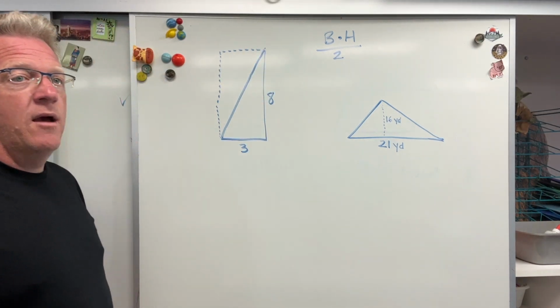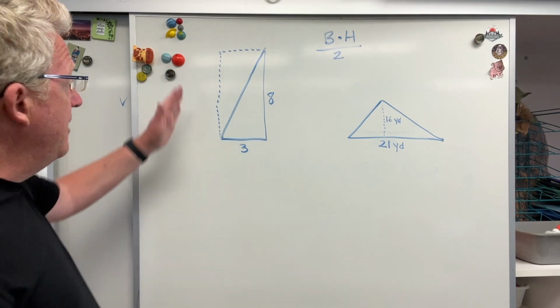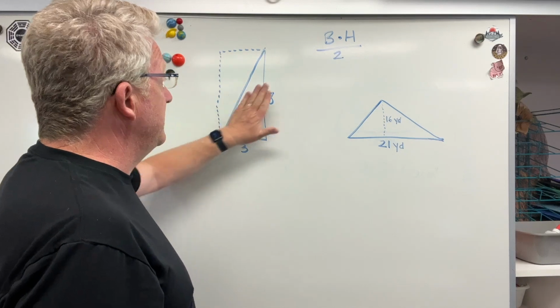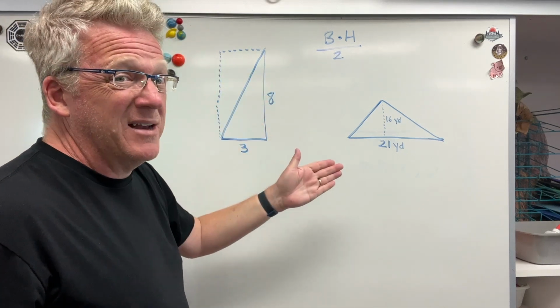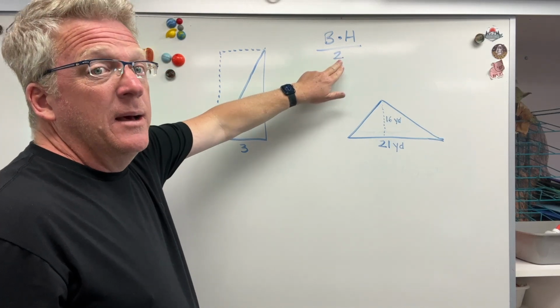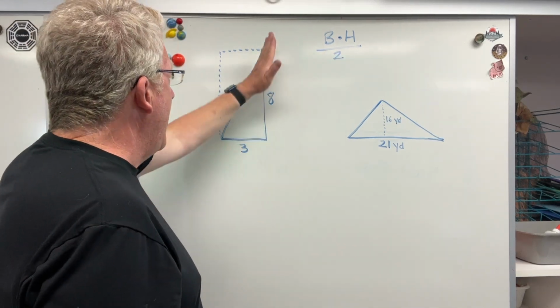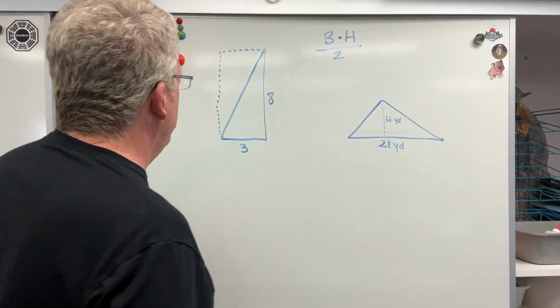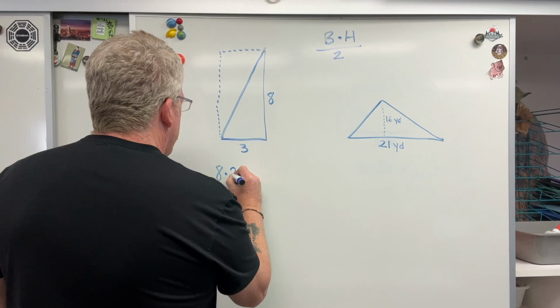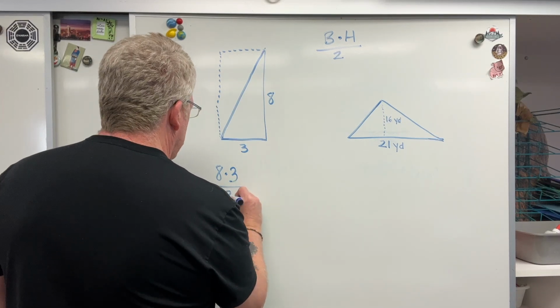indeed a rectangle. Then we would use our formula base times height to find the area of the entire rectangle, but it's not a rectangle, it's half of a rectangle. So we're going to divide whatever answer we get by 2 because we only want half the area of the triangle below. So our formula would be 8 times 3 divided by 2.